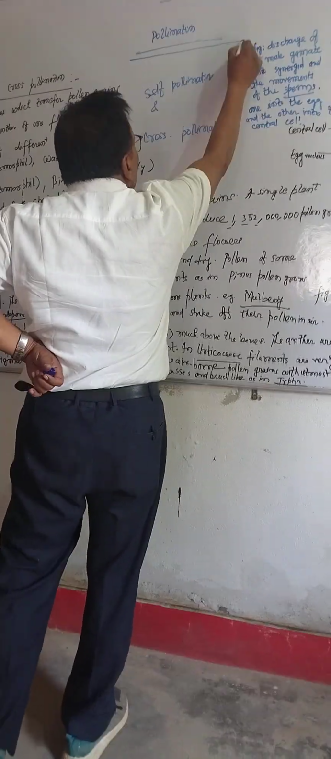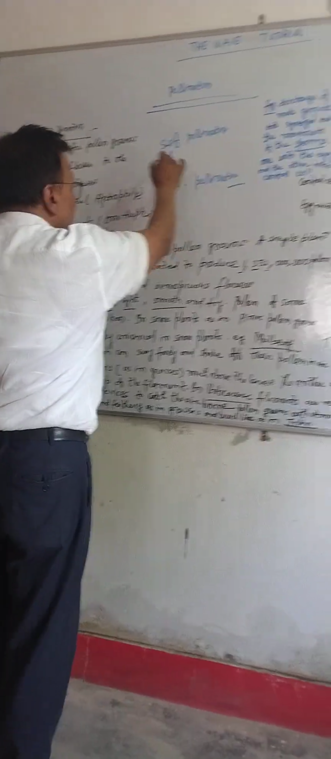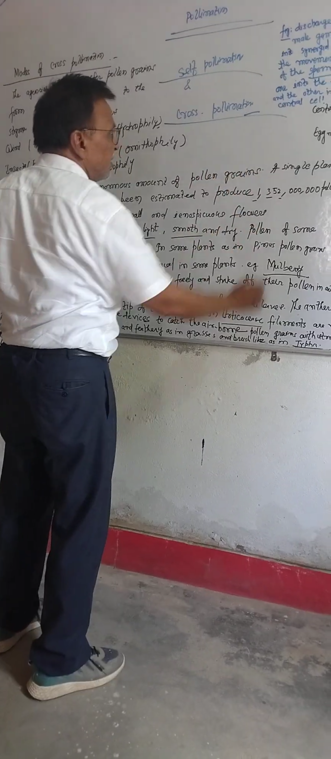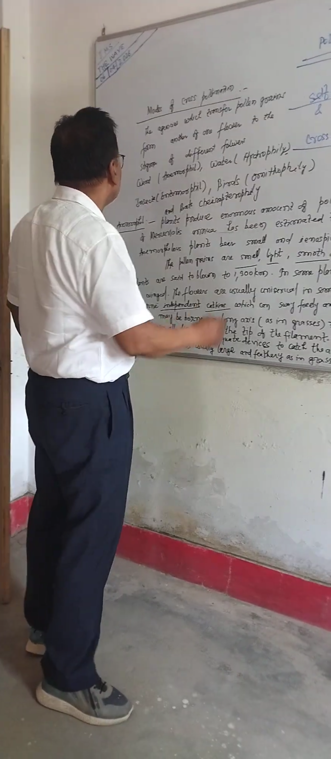Pollination. There are two types of pollination, self-pollination and cross-pollination, which I have already done in the previous class.